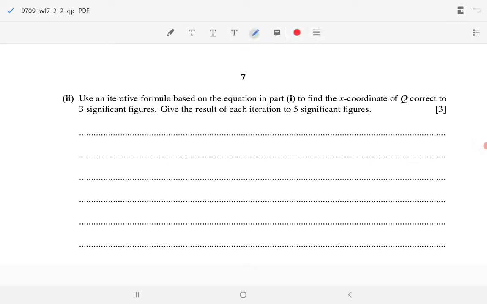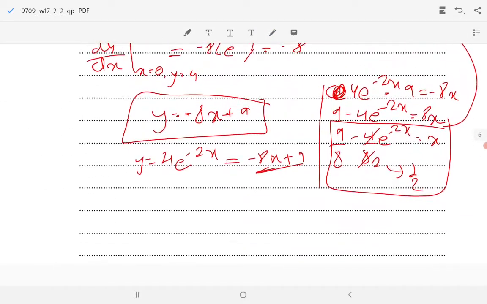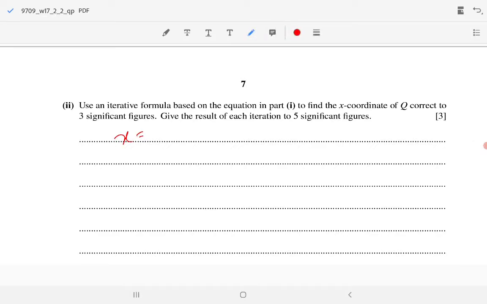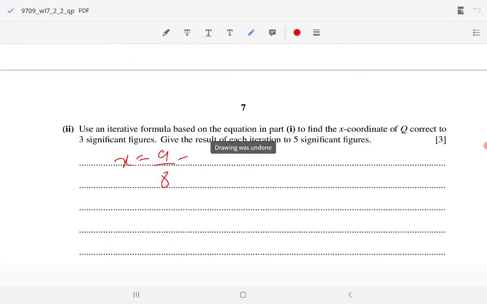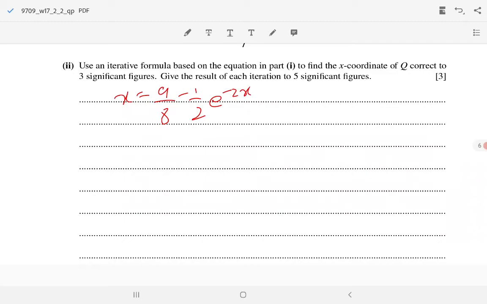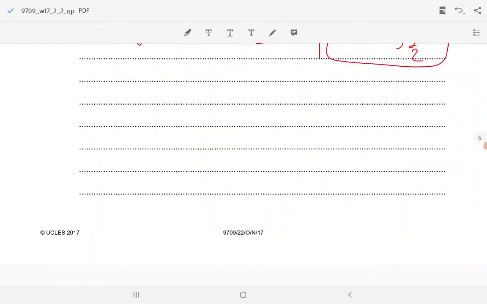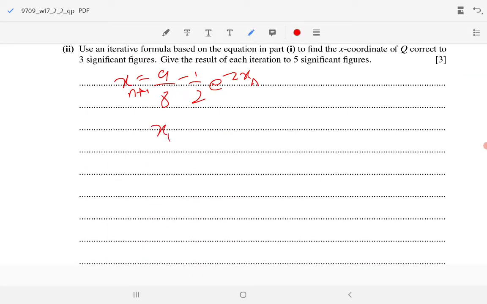Use an iterative formula. Okay. So the equation was x equals 9 upon 8 minus half e raised to minus 2x. Then we can just convert it into an iterative formula. We know that Q is going to be positive. So let's start iterating with the value x1 equals 1.